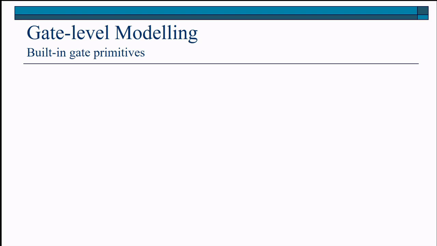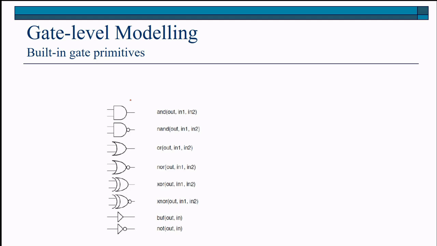Verilog provides support for gate-level modeling. This is achieved when using the built-in gate primitives in the Verilog language. For example, the following gate primitives are available in Verilog. If we take the AND gate, one way in which the gate can be used is to provide the gate name, which is AND, and then make connections directly to the gate.